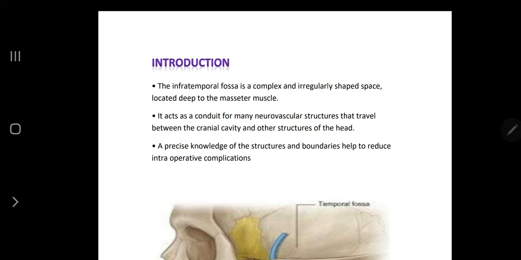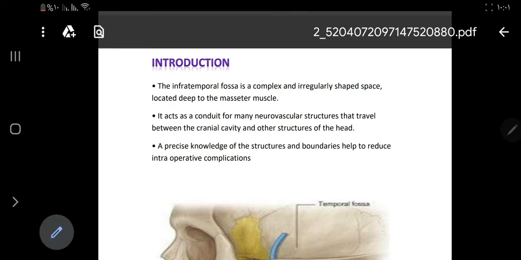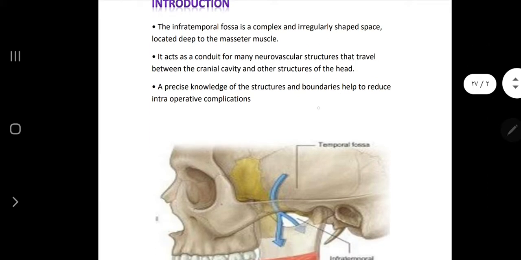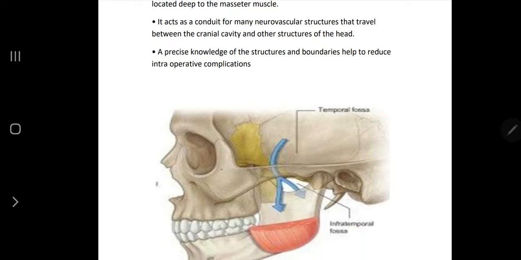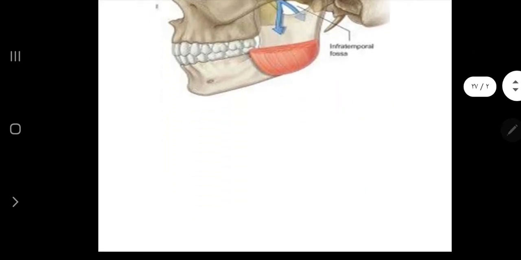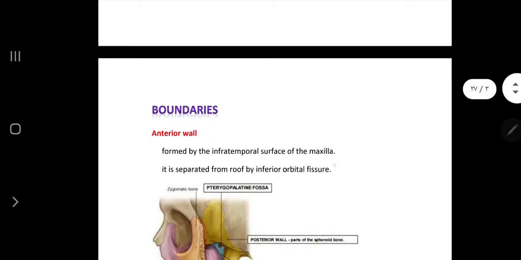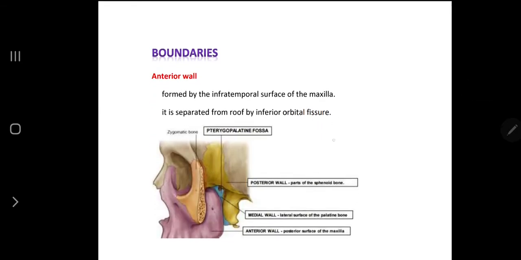نبدأ أولا بالإنفراتمبرال فوسا، اللي هي عبارة عن irregular shape space located deep to the masseter muscles. هي مساحة غير منتظمة الشكل توجد deep to the masseter muscle، مثل ما نشوف بالصورة. هاي شكلها. هسه نحكي عن الباوندري مالتها.